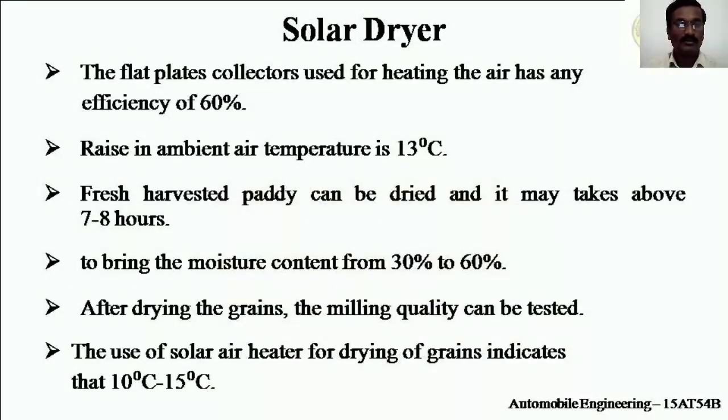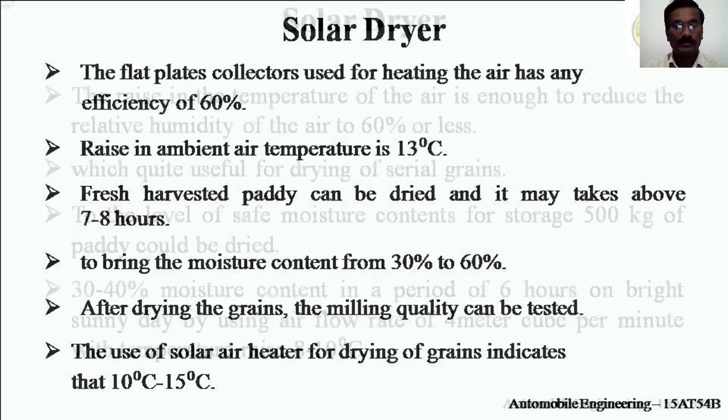The flat plate collectors used for heating the air have an efficiency of up to 60%. The rise in ambient temperature is about 13 degrees centigrade. Freshly harvested paddy can be dried, and it may take about 7 to 8 hours to bring the moisture content from 30 to 60%. After drying the grains, the milling quality can be tested. The use of a solar air heater for drying of grains indicates a rise of 10 to 15 degrees centigrade.